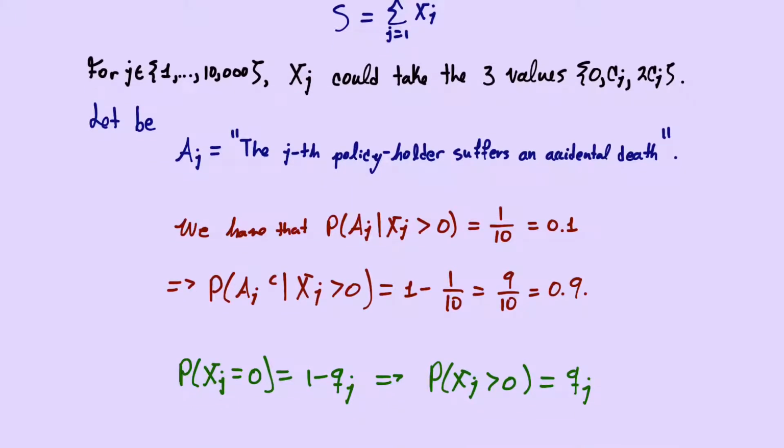For example, the first value that this random variable can take is 0. That is an easy one. The probability for that random variable to be 0 is similar to the other exercise. It would be just 1 minus qj, because it is the probability for the policyholder to live, to not die in that year. Also, since these are the only 3 cases, and cj is always a positive value because it's the insured amount, the probability of the event xj greater than 0 is qj, the complement of this event.